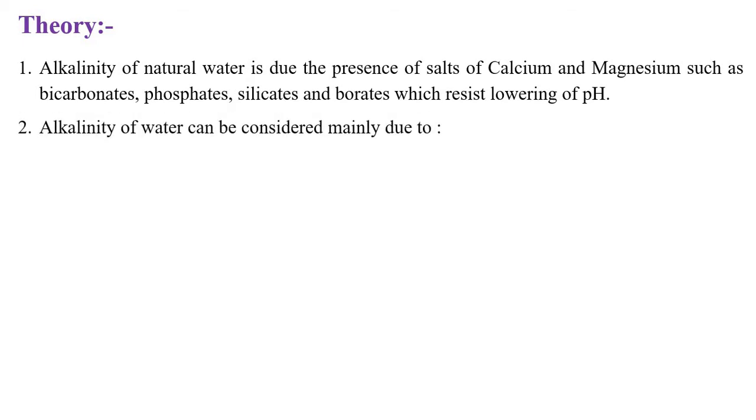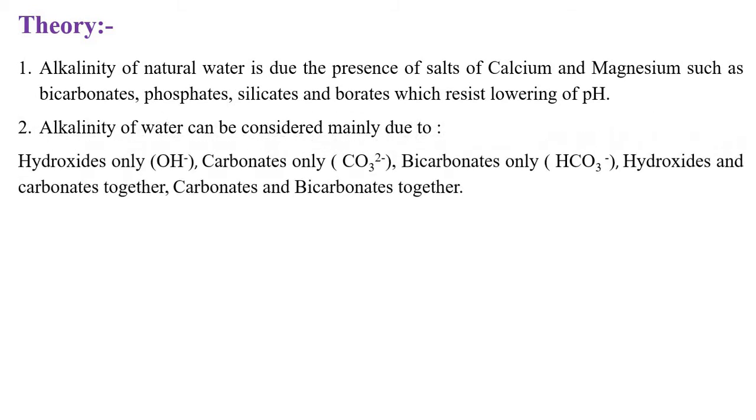Alkalinity of water can be considered mainly due to, as water is alkaline, means it is in basic medium, hydroxides only, carbonates only, bicarbonates only, or there may be a combination of hydroxides and carbonates, or a combination of carbonates and bicarbonates. So these are the 5 combinations by which water may become alkaline in nature.